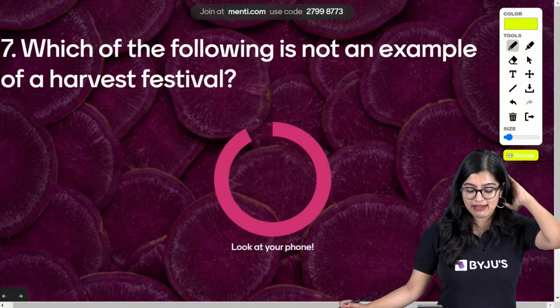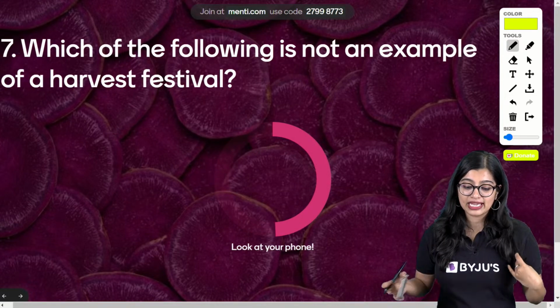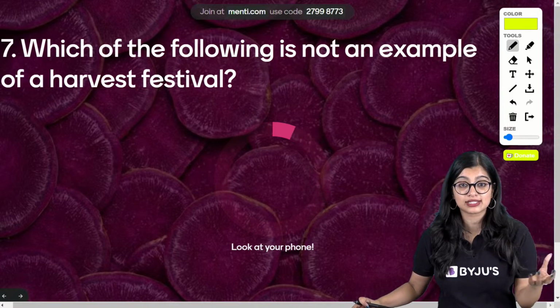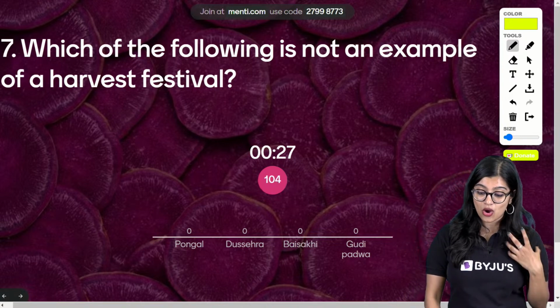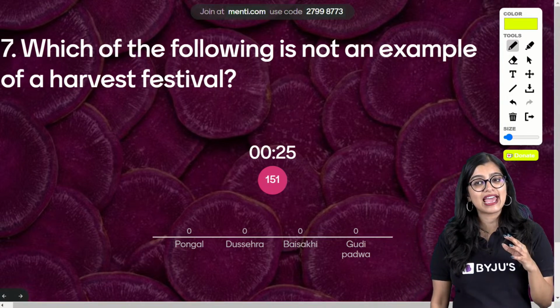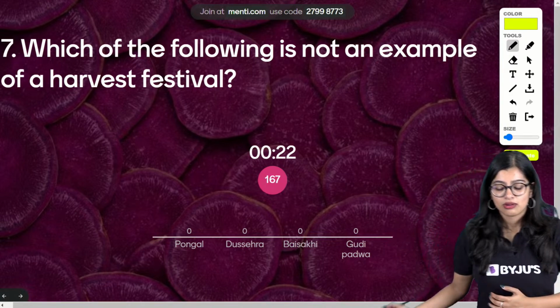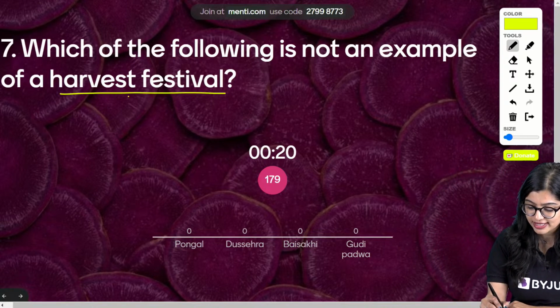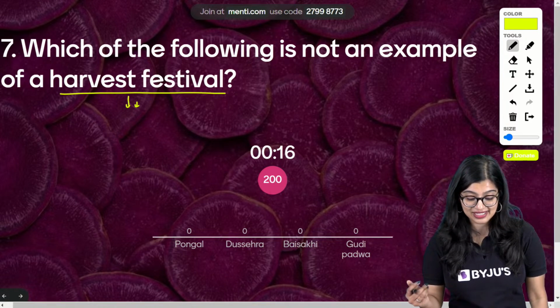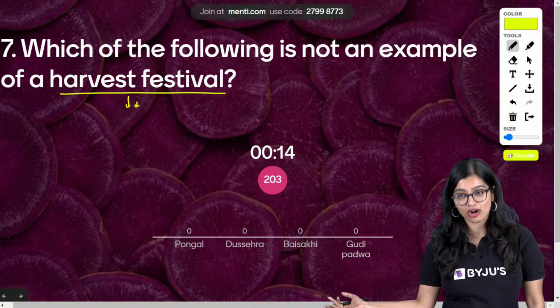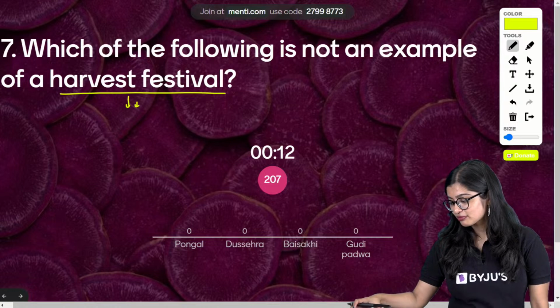So question number 7, everyone. Which among the following is not an example of a harvest festival? Pongal, Dasara, Baisakhi or Gudi Padwa? Very easy question. We learned about harvest festivals and why we celebrate harvest festivals. And we know one is very obviously not a harvest festival, right?